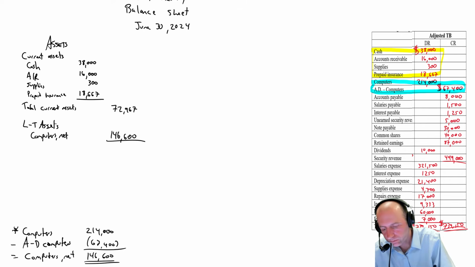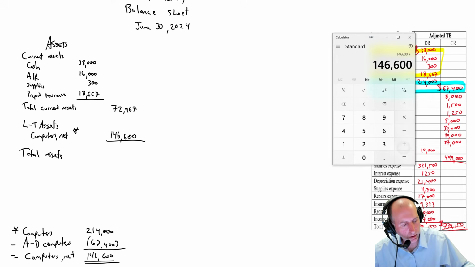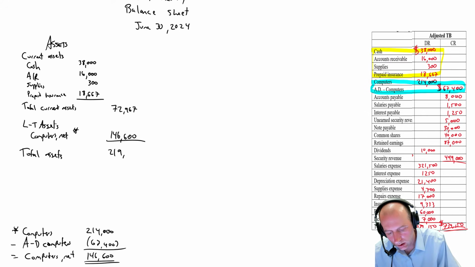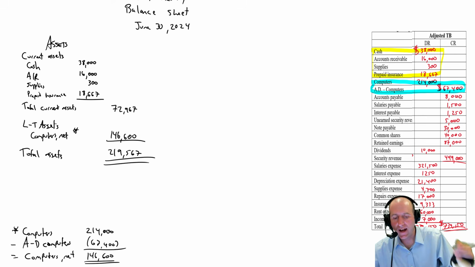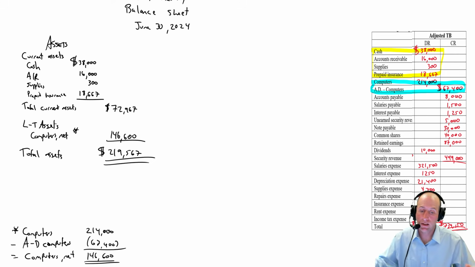146,600. So our total assets, because that's the total long-term assets, put a little star there to show how I calculate it. 72 plus 146, so add that to 72,967, 219,567. There we have the asset side of our balance sheet, $ sign at the top of each column, $ sign beside the bottom line, and the assets are done.